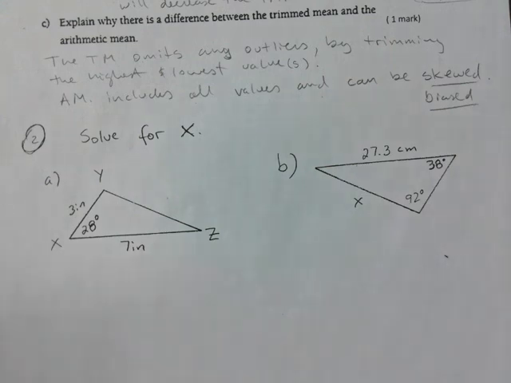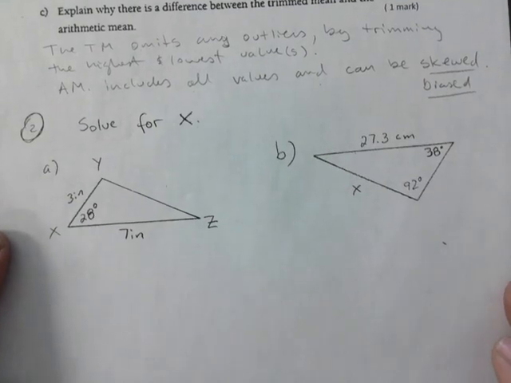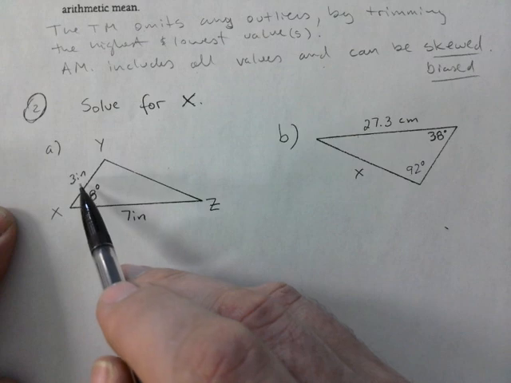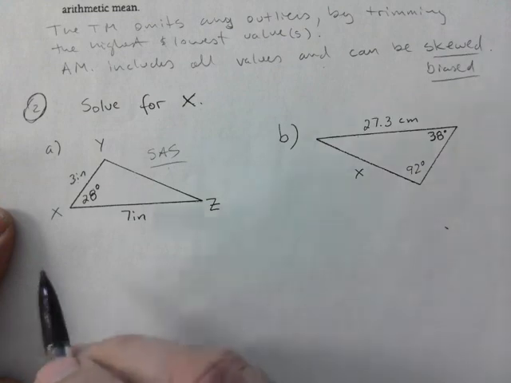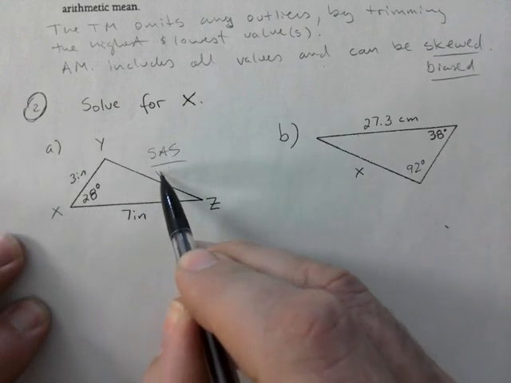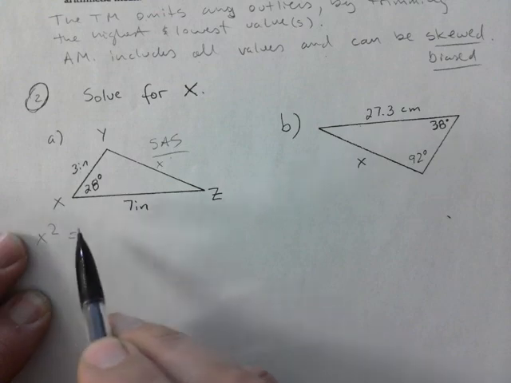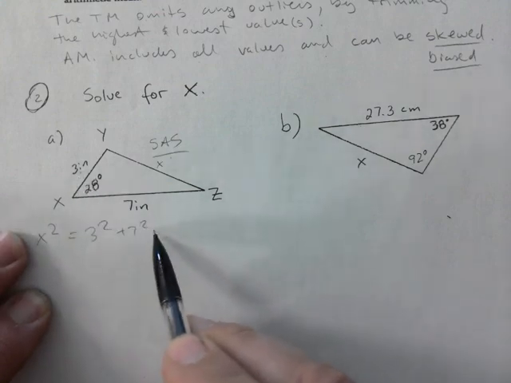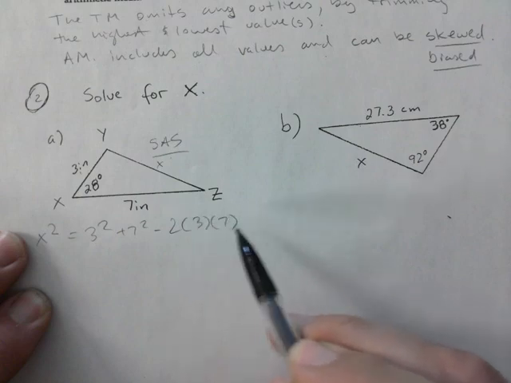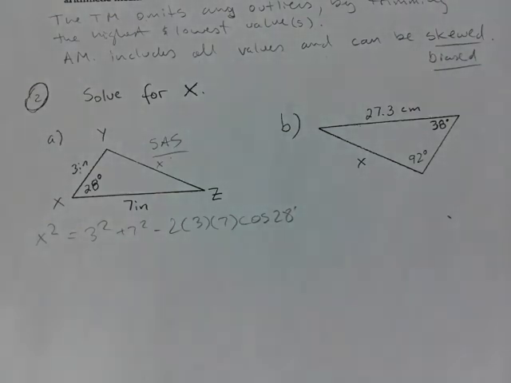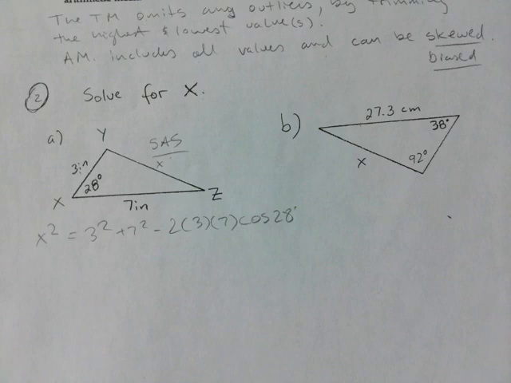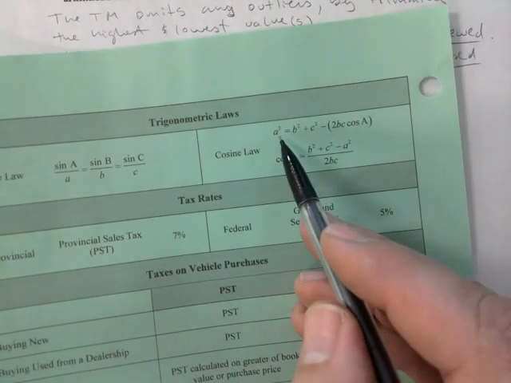Okay, solve for x. This is where you look at trig. This is SAS, or you see that you don't have a pair, so you need to use cosine law. So I'm going to solve for x here. It goes like this: x squared is equal to 3 squared plus 7 squared minus 2 times 3 times 7 times cosine of 28. And if you forget your formula sheet, let's say you don't have it on your study sheet, you should be able to use your formula sheet. I used it right here.